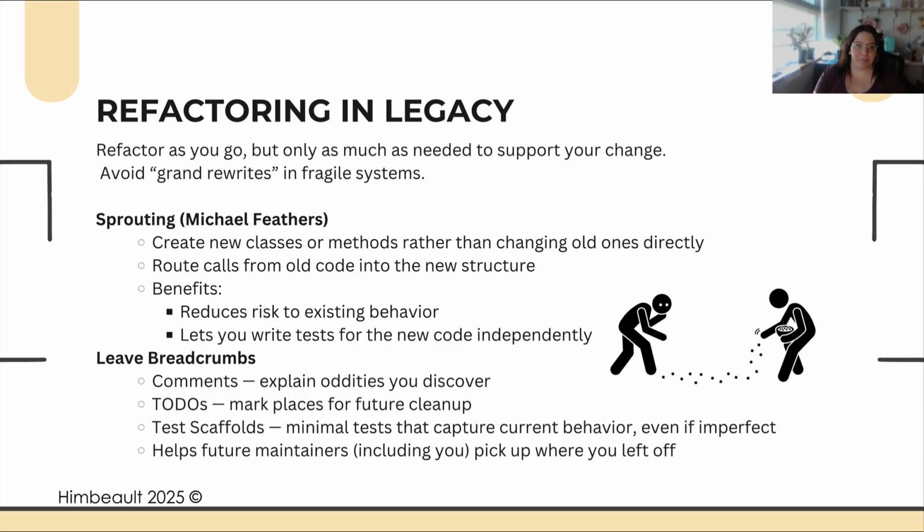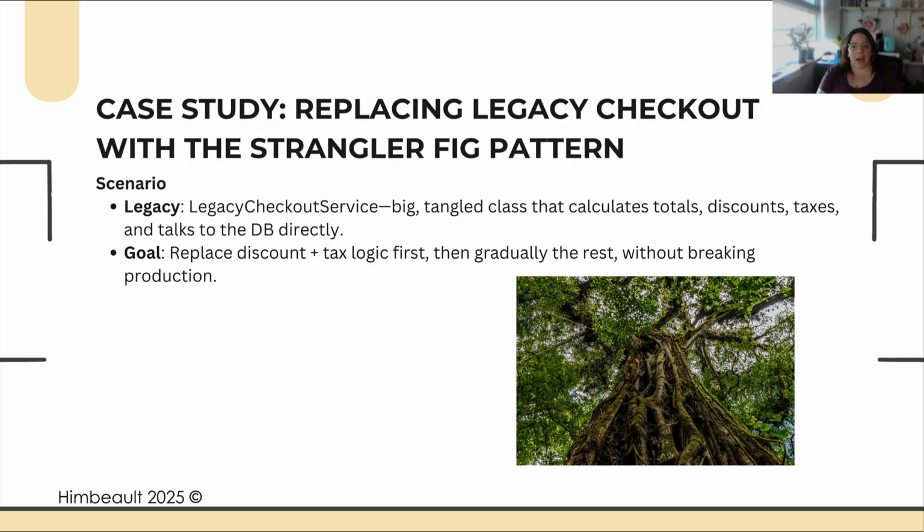It's very different. All right, so interesting case study here, replacing legacy checkout with the strangler fig pattern. So I had mentioned this pattern of sprouting. Now I'm going to talk about a different one here. It's called the strangler fig pattern, and it's really interesting. So imagine we have some legacy code here called the legacy checkout service, and it is just a big tangled God class. It calculates totals, and it does discounts and taxes. It calls to the database. We have all the concerns that we know we don't want to have in here, right? We end up with that monolithic class.